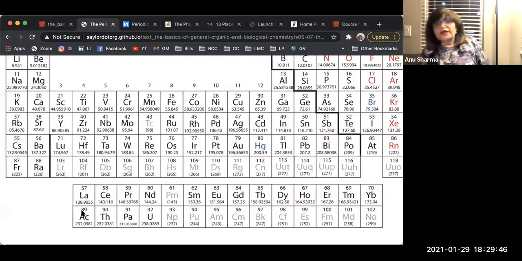Okay, so this was the introduction to the periodic table, and I hope it was easy. We are going to discuss this more, but this is a backbone, and I highly recommend one thing. It's very important you start memorizing the symbols and the names. Okay, thank you.